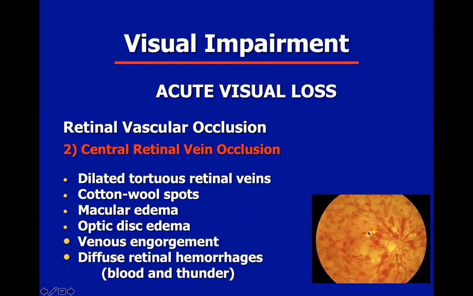You get a macular edema simply because there's so much fluid that's accumulated. Look at your optic disc. You can no longer really see the edges of it. So we refer to it as optic disc edema. Look at this venous engorgement. This is what I refer to as a very angry retina. And then, of course, you get your retinal hemorrhages, as you can see very nicely here. We call it blood and thunder.